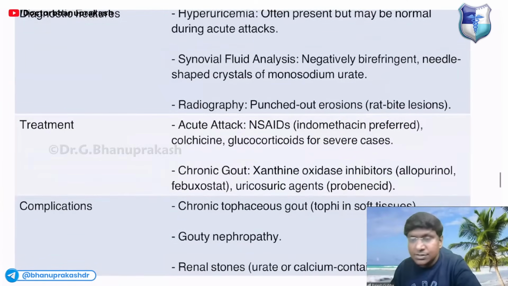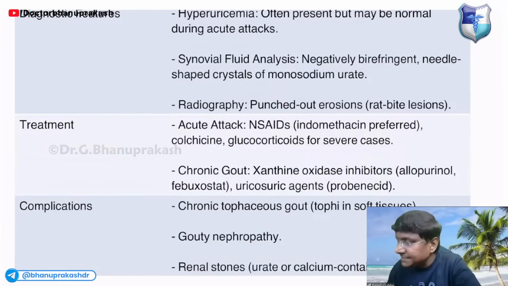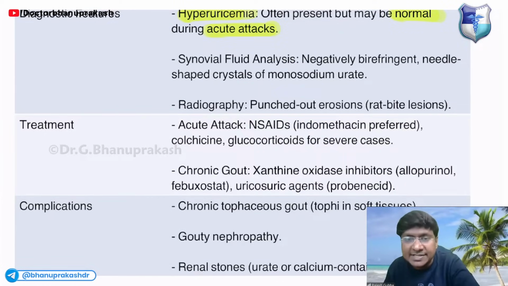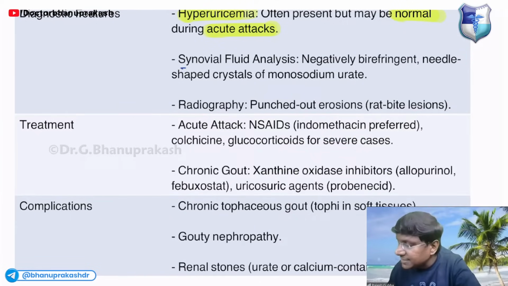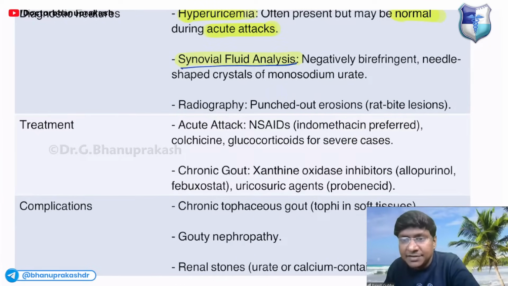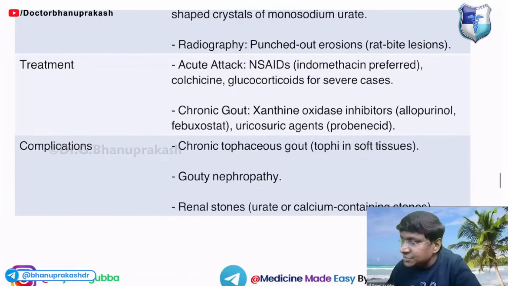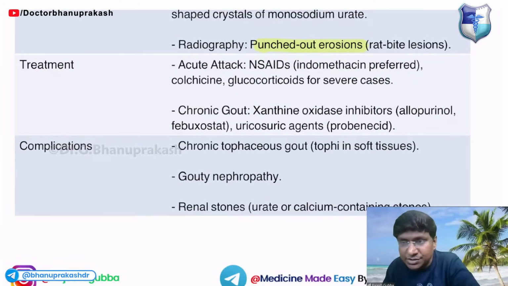So what is the diagnosis? Hyperuricemia. But we cannot consider hyperuricemia a definitive diagnostic test, because in some cases of acute attacks, the uric acid can be normal, right? And what is the confirmatory test? The confirmatory test is synovial fluid analysis, where you have negatively birefringent needle-shaped monosodium urate crystals. What will be the radiological imaging finding? There will be punched out erosions, which we describe as rat bite lesions.